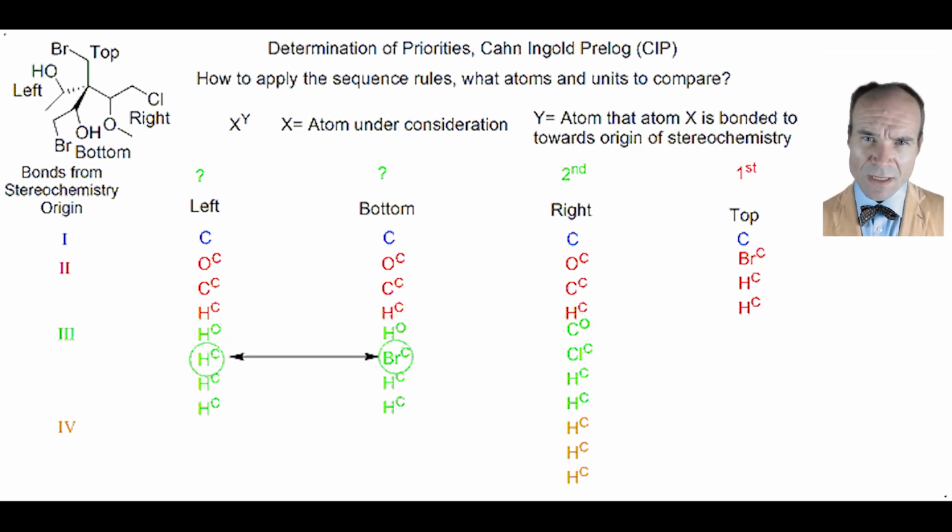One horizontal line down shows hydrogen or bromine. There is a difference, with bromine in the bottom group having a larger atomic number, so higher priority than the hydrogen found in the left group. Overall, the bottom group is 3rd priority and the left group is 4th priority. Now, with all the groups' priorities identified, a stereodescriptor can be determined.